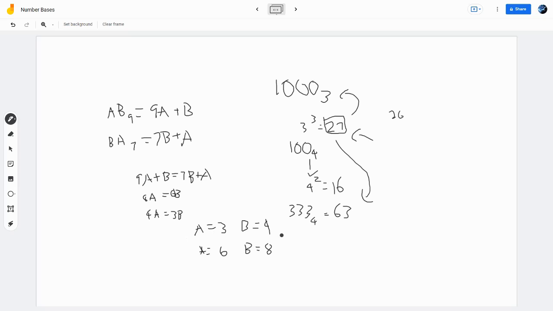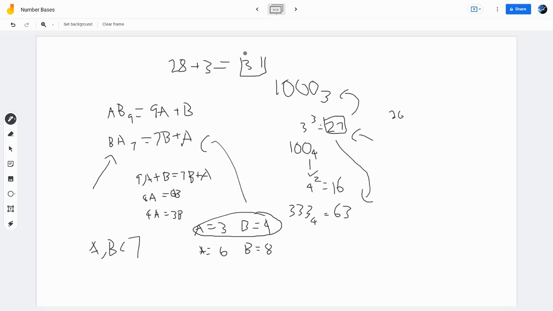But see, that's not true, because we can express these two numbers as digits in base 7, which means that both A and B are going to be less than 7. So we can clearly see that under those conditions, this is the only one that works. So A is 3 and B is 4. And you can plug this into whichever of these equations you want. But we can have 28 plus 3, right, is going to equal 31. And that's our answer.